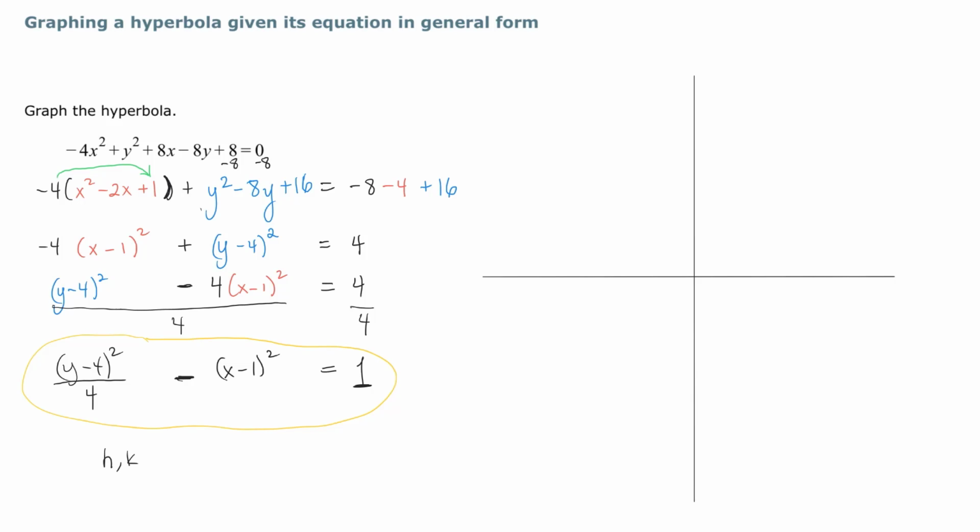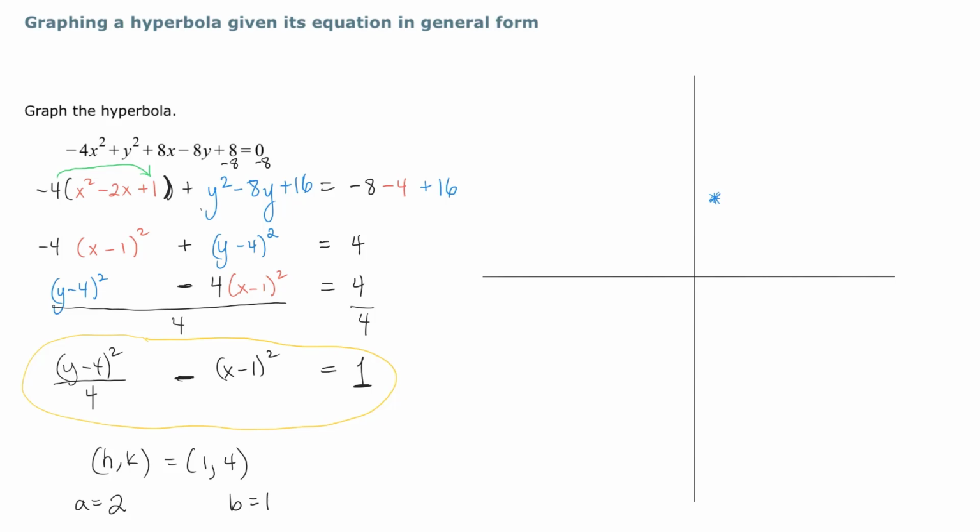Let's identify our center. It's 1, 4. And we need our A. Our A is underneath the Y's. So A is 2 and B is 1. And that will help us draw a little rectangular box. Let's graph 1, 4. There's our blue star.